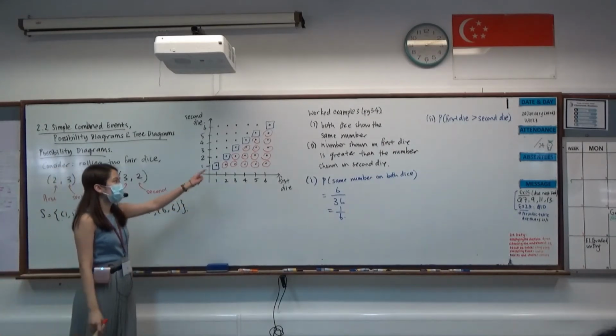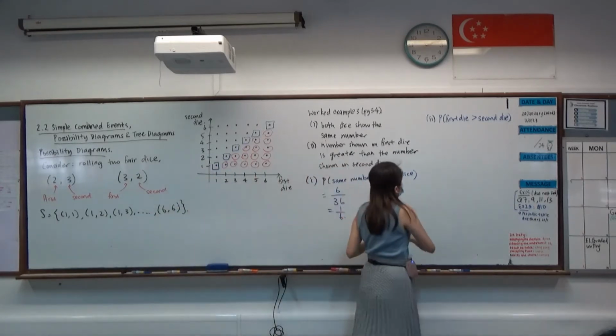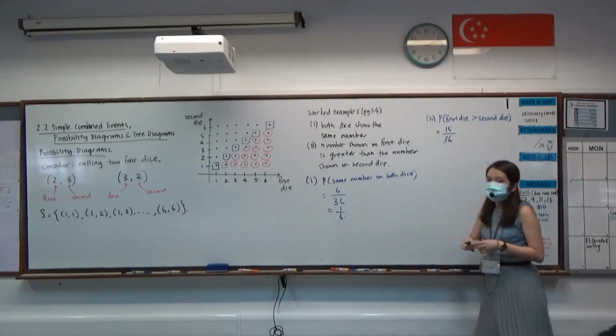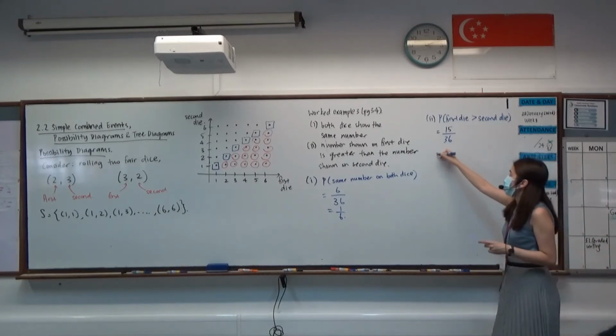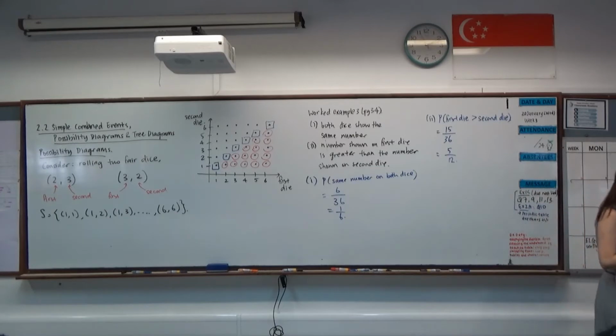Okay, so then you can count, there are 5, 10, 15. So 15 favorable outcomes out of 36 total possible outcomes. So simplifying it, I will get 5/12. Okay, any questions?